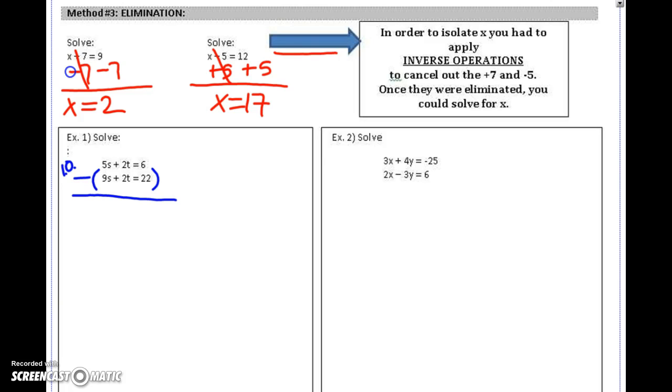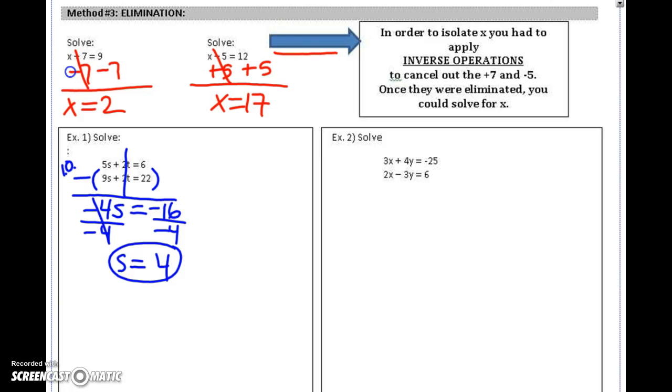But if I do subtraction, I need to do it to all of my parts. So I would do 6 subtract 22, which gets me negative 16. 2t take away 2t goes away. And 5s subtract 9s gives me negative 4s. Now I'm only at one variable. I can divide by negative 4, divide by negative 4. s gets by itself. Two negatives divided by each other creates a positive. So I get one part of my answer, s equals 4.